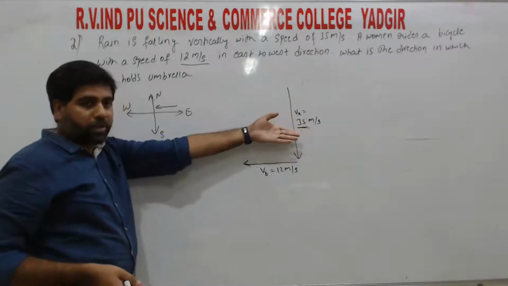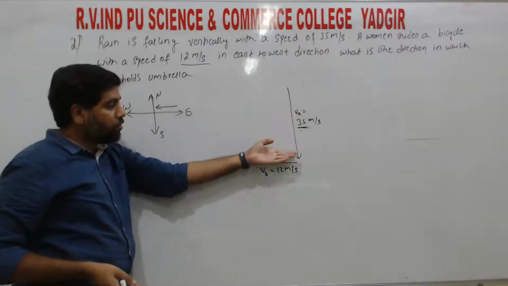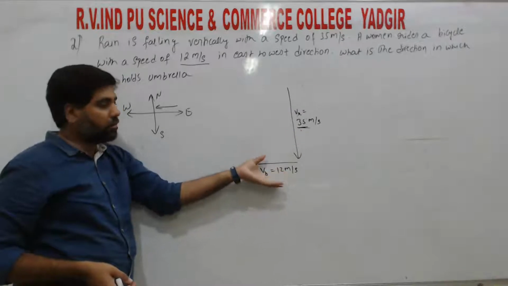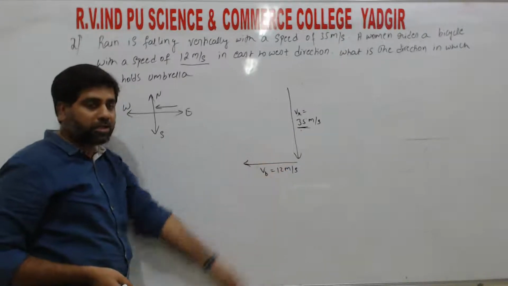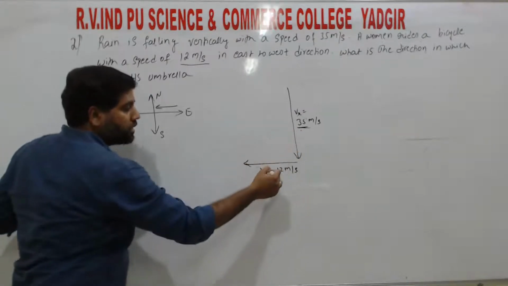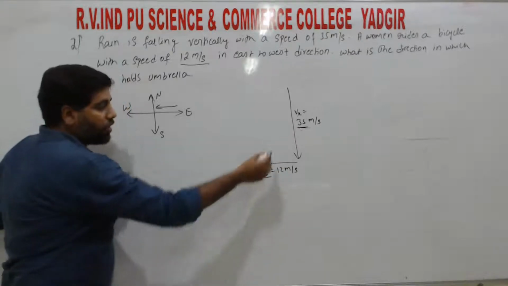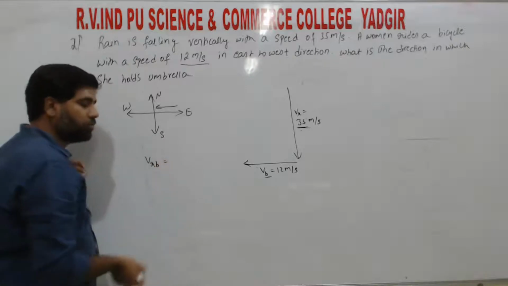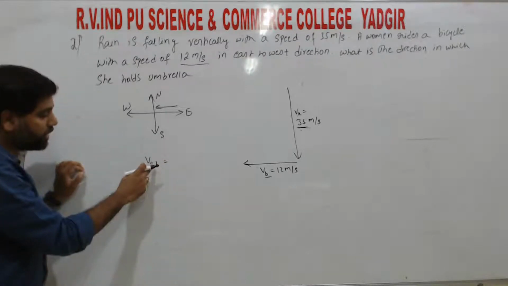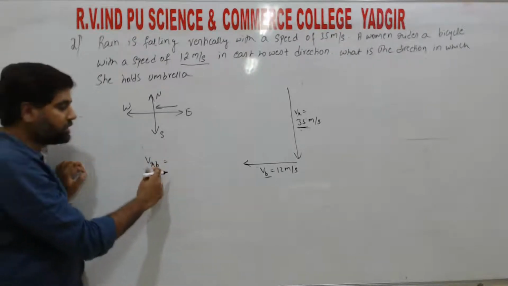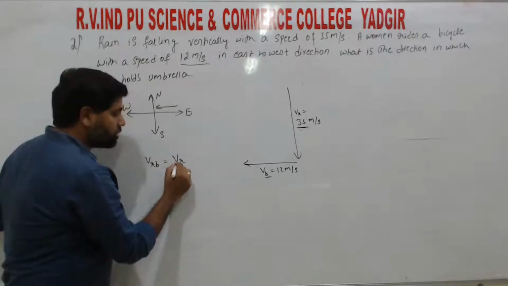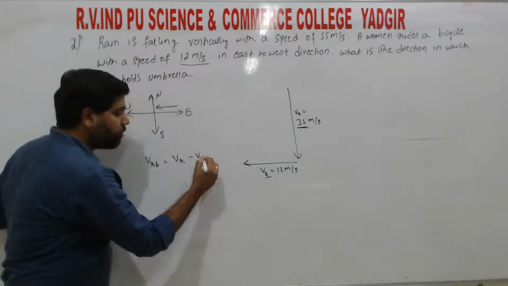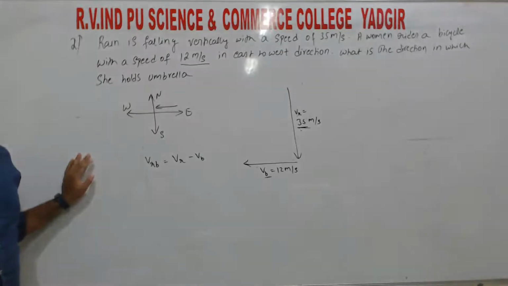So that means to cover, she holds the umbrella to cover herself from the rain. So in which direction is it? First we need to find the relative velocity of rain with respect to bicycle. That means v r b. That means the relative velocity of the rain with respect to the bicycle. So we have velocity of the rain minus velocity of the bicycle, right?